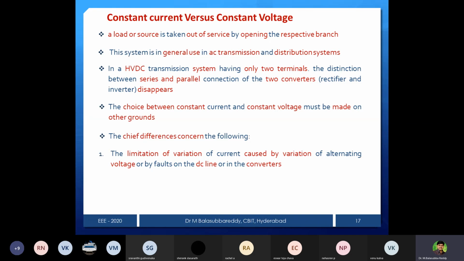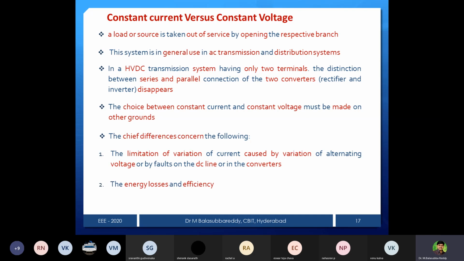So there is a limitation of variations of the current. When you are operating this constant current source or normal control strategy, what will happen is a variation of the alternating voltage. If you make it a variation of the current, the AC side voltage is going to fluctuate. The faults may occur on the DC line or on the converter, so the fault may occur on the converter side or on the DC line side.